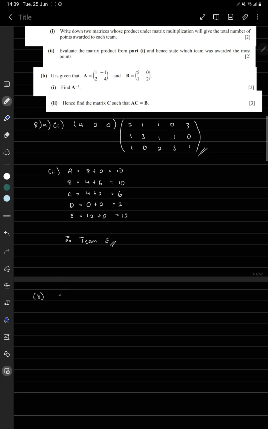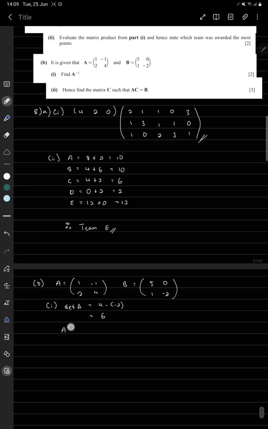So in part B, we are given A, which is 1, negative 1, 2, and 4. And then B is 5, 0, 1, negative 2. So first, we want to find the inverse of A. To find the inverse of A, we need to find the determinant of A first. So the determinant of A is going to be 1 times 4, that's 4, minus 2 times negative 1, which is negative 2, which will give you 6.